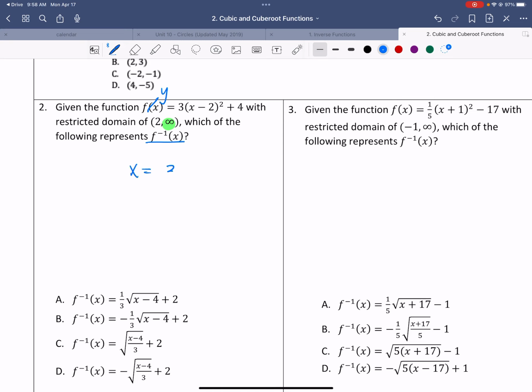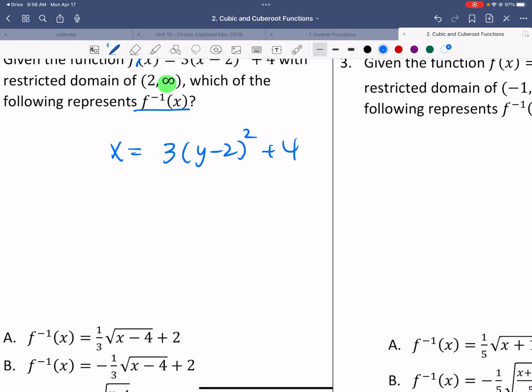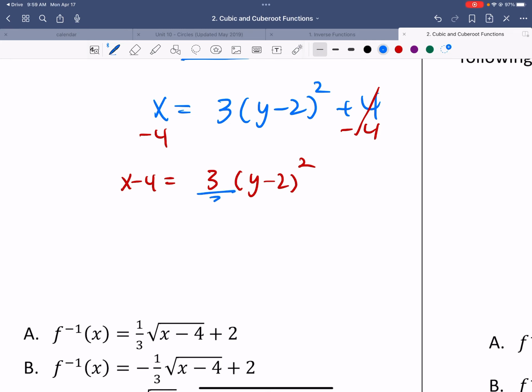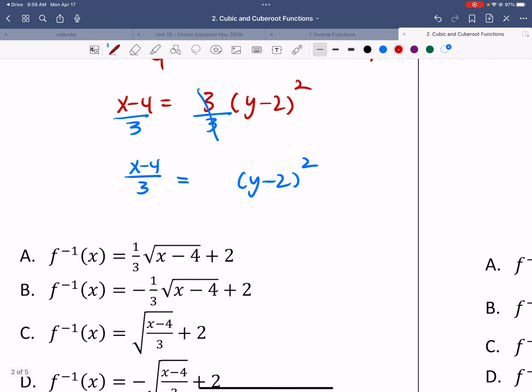x equals 3(y minus 2) squared plus 4, right? So let's do one by one. Minus 4 on both sides. So you get x minus 4 is equal to 3 times (y minus 2) squared. Next, I have to divide by 3 on both sides. So you get (x minus 4) over 3 is equal to (y minus 2) squared. What should I do? I have to get rid of this square. What's the opposite of square? Square root both sides. But for the square root, you gotta use positive and negative always, okay?